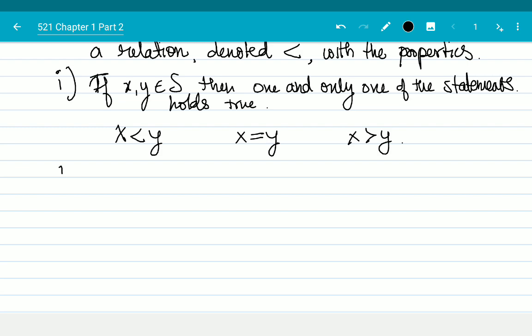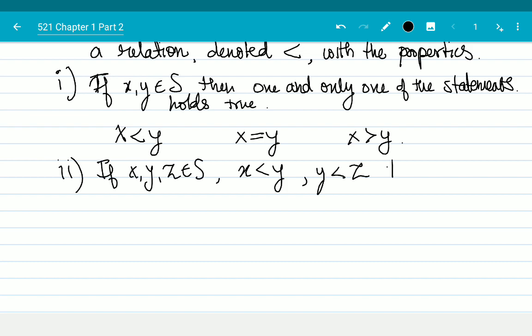And the second, it should be transitive. If x, y, z in S and x is smaller than y, y is smaller than z, then x has to be smaller than z. The order should be properly preserved.